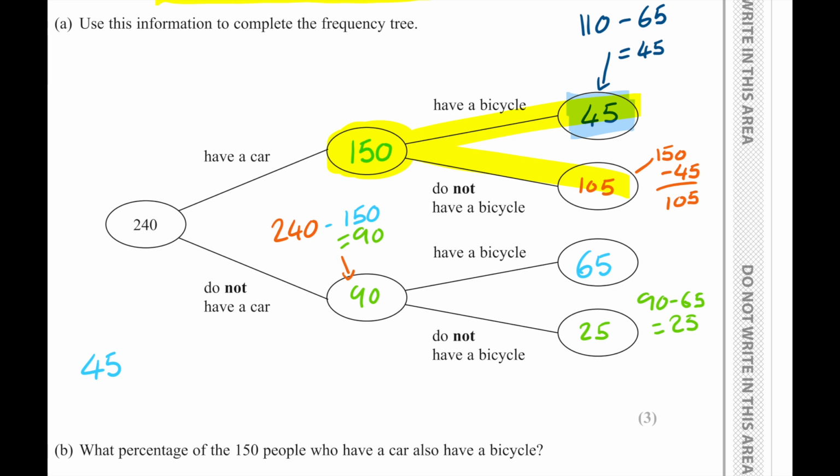So it's going to be 45 over the total number of people, which is 150 people for those who have a car. Then in order to convert that fraction to a percentage, we're then going to just times by 100, and the calculator is going to do all the hard work for us. 45 divided by 150 multiplied by 100 then gives us 30%. So the answer is 30%.